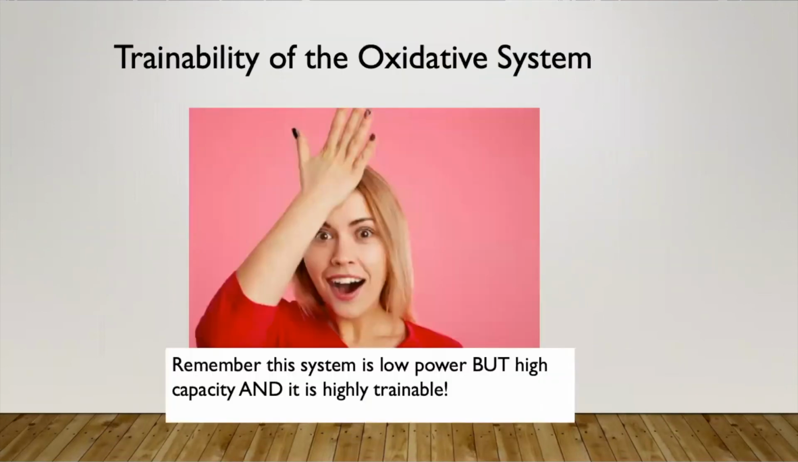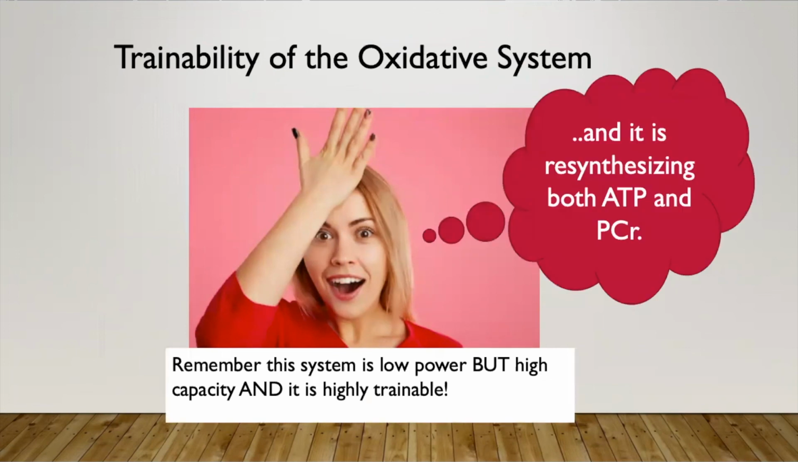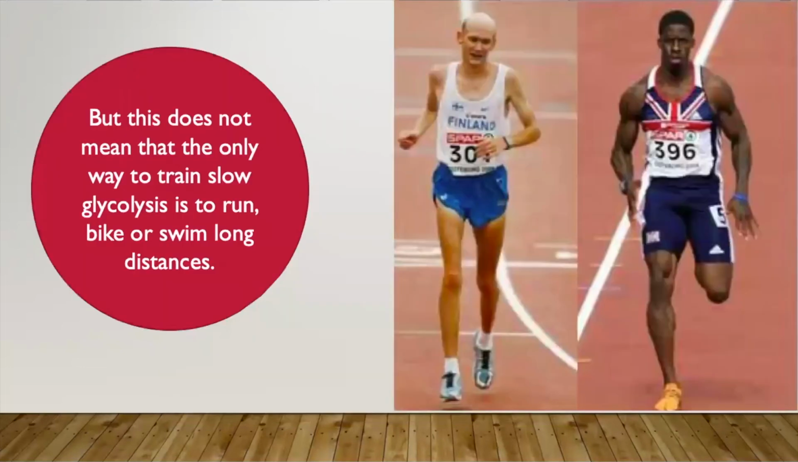It, however, is a very trainable system. It has low power, but it has a really high capacity. And it's resynthesizing both ATP and phosphocreatine. So even the power athlete who has to do the activity, whatever it is, the run, the jump, the block in volleyball, multiple times, needs to be able to rapidly resynthesize ATP and phosphocreatine. So there is a need to train the slow glycolysis system, but just maybe not in the same way that the endurance athlete would train it.